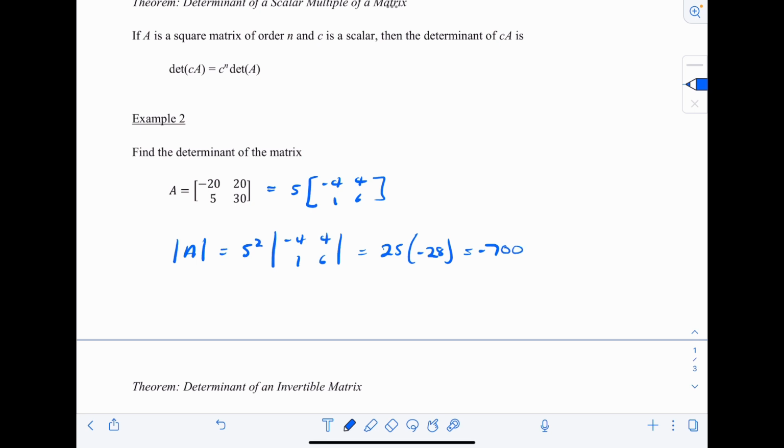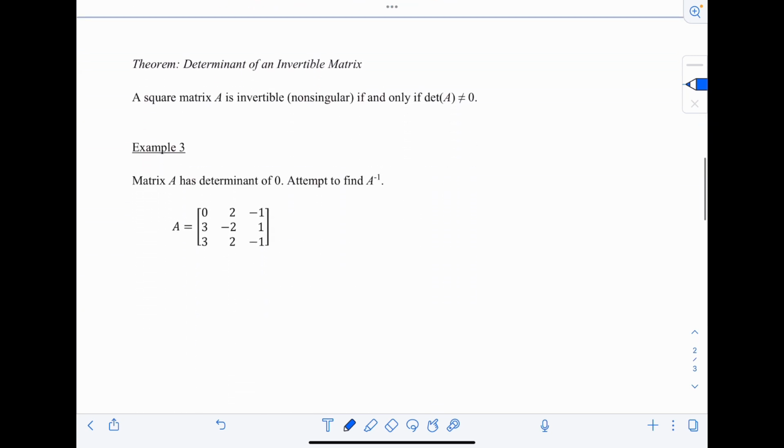Now, just mathematically, hopefully it makes sense as to why it's 5 squared and not just 5, because when I pulled out that 5, I didn't just pull out a 5 in terms of finding the determinant. When I multiply the diagonals, I would have a 5 times a 5 in there, right? Negative 20 times 30. Both of those terms are multiplied by 5. And so when I multiply them together, it's actually being multiplied by a 25, not just a 5. That's why we need to take 5 to the power of 2, or in general, the scalar to the power of n. All right, next one.